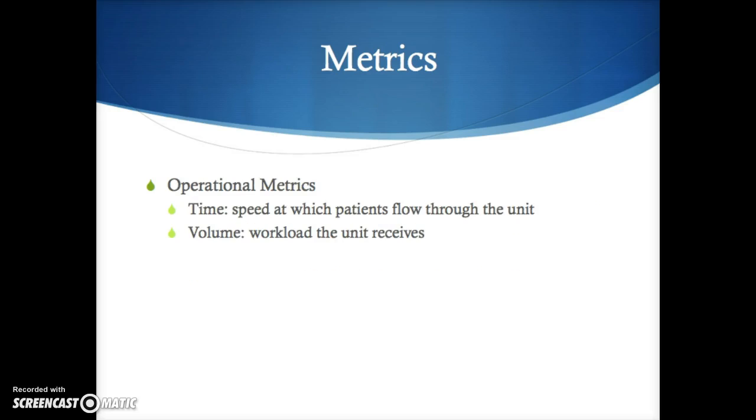Next, we have operational metrics, and these can be divided into two categories, time and volume. Time is going to measure the speed at which patients flow through the unit. The most basic time measure is length of stay, which is usually measured separately for patients who are admitted to the hospital, patients who are kept for observation, and patients who are released. You also have volume metrics, and these measure the workload the unit receives. The most direct metric is the average number of patients per day who visit the emergency department.